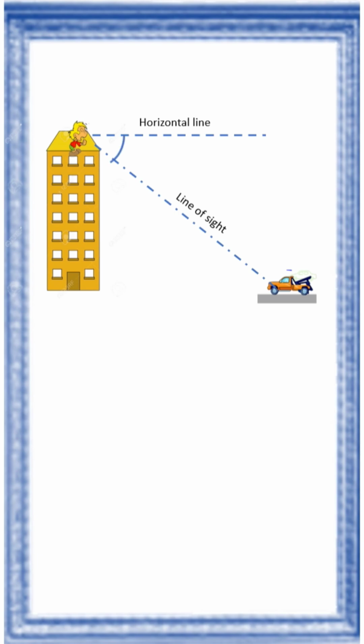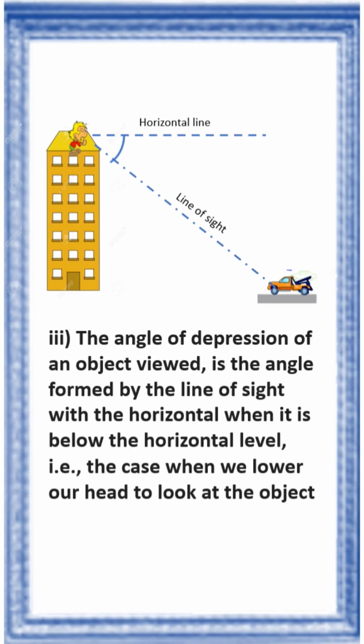Look at the figure. So what is angle of depression? When an object is viewed, it is the angle formed by the line of sight with the horizontal line. That is the case when we lower our head to look at the object. Now let us solve some of the questions which appear in the example, which may be simple or difficult. All of them carry 4 marks.